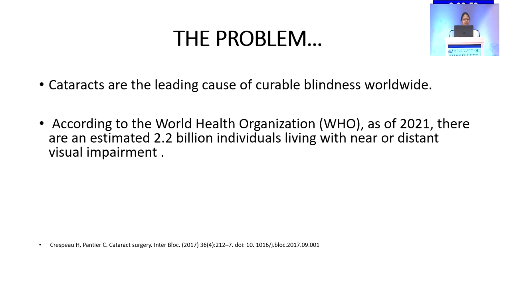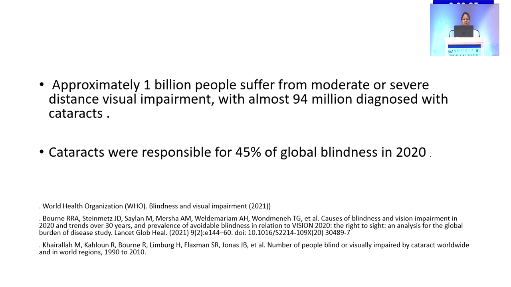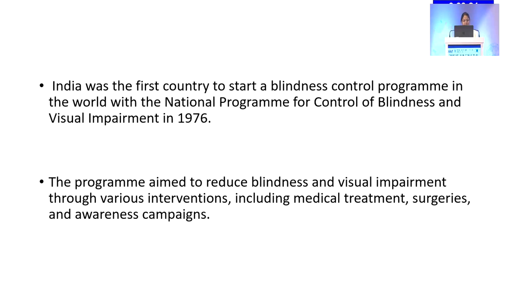So let's address the problem first. Cataracts are the leading cause of curable blindness worldwide, we know all that. According to the WHO, as of 2021, there are an estimated 2.2 billion individuals living with near or distant visual impairment. Approximately 1 billion of them suffer from moderate or severe distance visual impairment, with almost 94 million diagnosed with cataracts. Cataracts are responsible for 45% of global blindness in 2020.